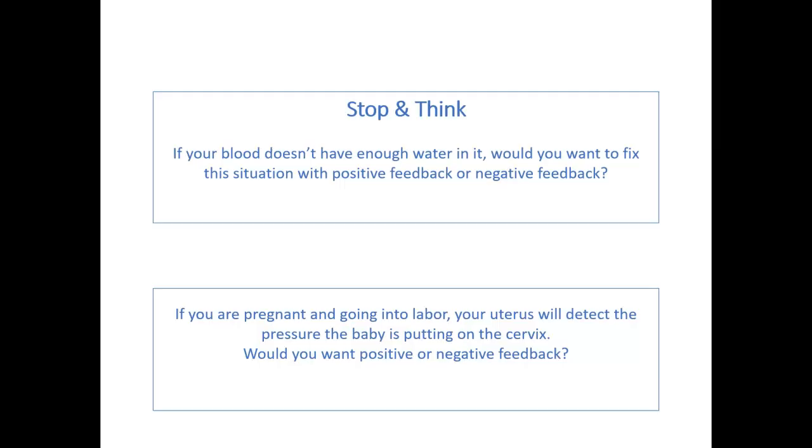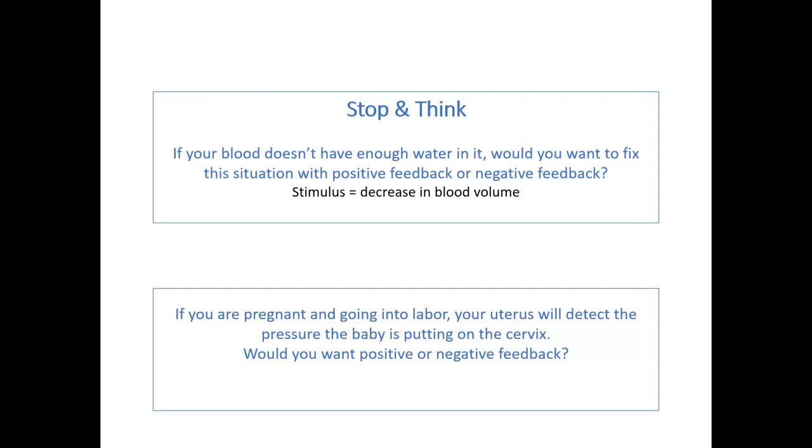You have receptors in your blood vessels that can detect blood pressure or blood volume. Blood is made mostly of water, so when you don't drink enough water, your blood volume will drop. In response, do you want to amplify that stimulus by further decreasing your blood volume, or do you want to negate the stimulus and increase the blood volume?